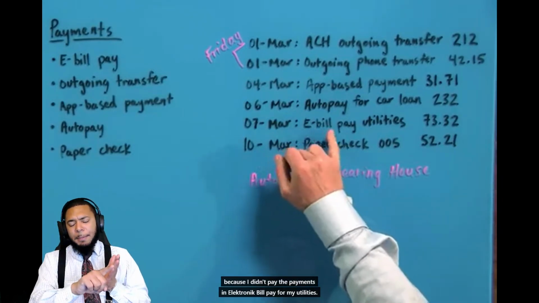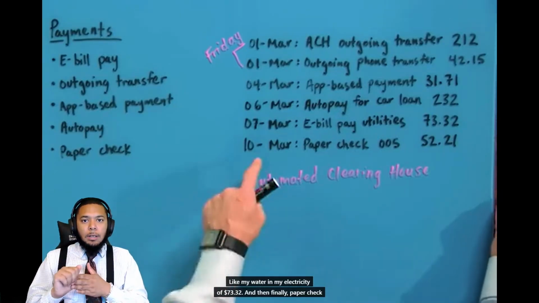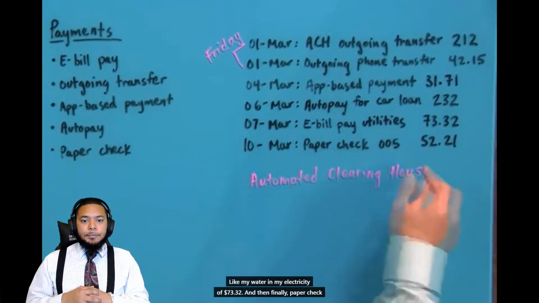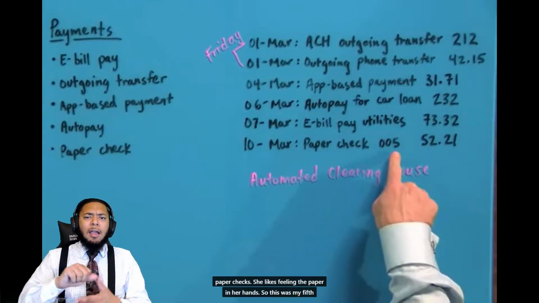An electronic bill pay for my utilities, like my water and my electricity, of $73.32. And then finally, paper check. Sent it to Mom. I owed Mom some money, and Mom likes the old ways. She likes paper checks. She likes feeling the paper in her hands. So this was my 5th check.